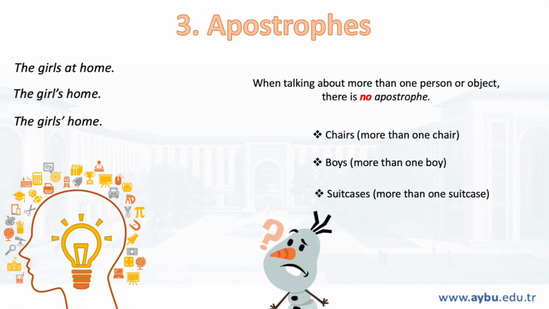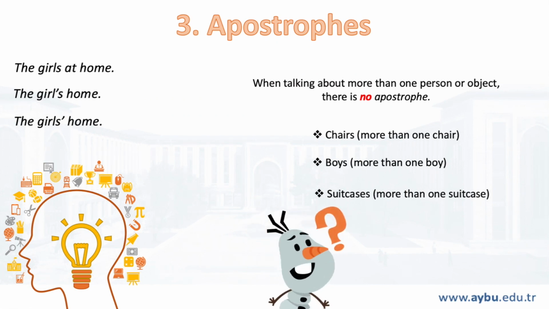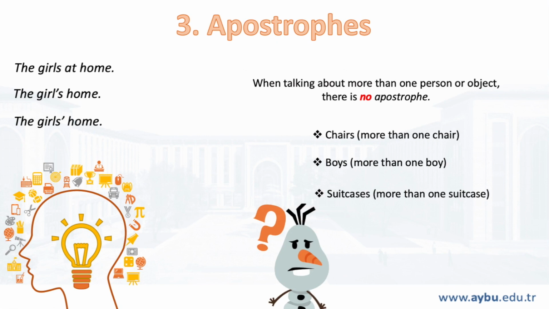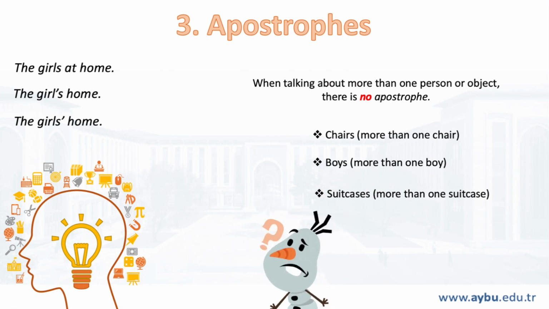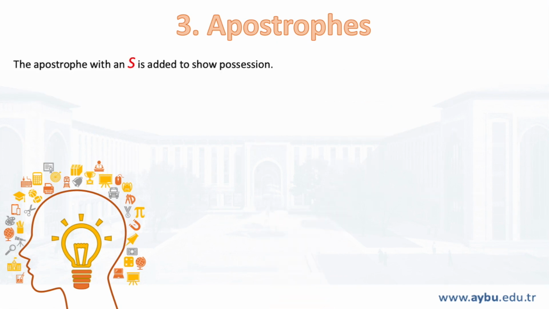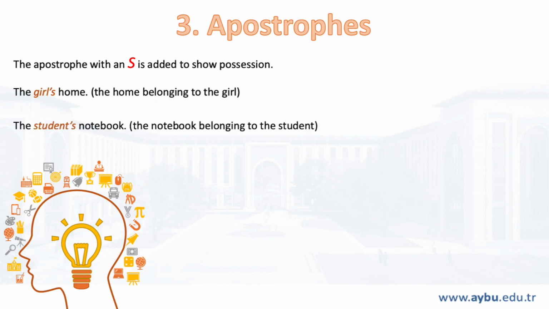In the first example, the meaning is changed based on the placement. I will explain all of them. The apostrophe with an S is added to show possession, like this one, the girl's home. It gives information about the possession. It answers the question, whose home? The girl's home. If you say the student's notebook, we are talking about the notebook belonging to the student.